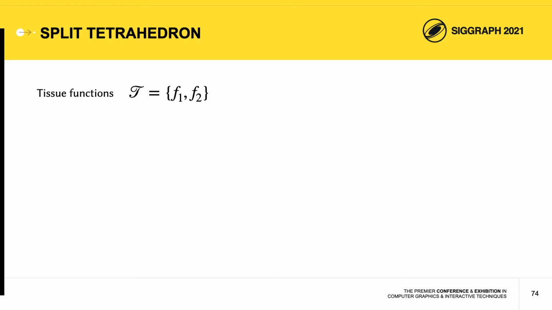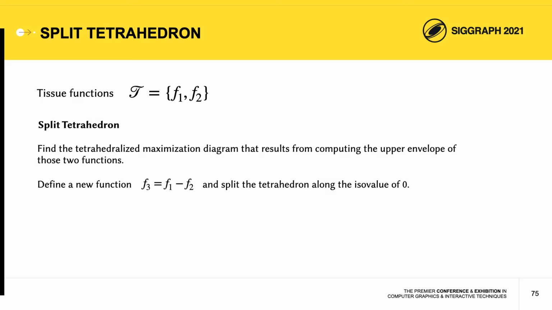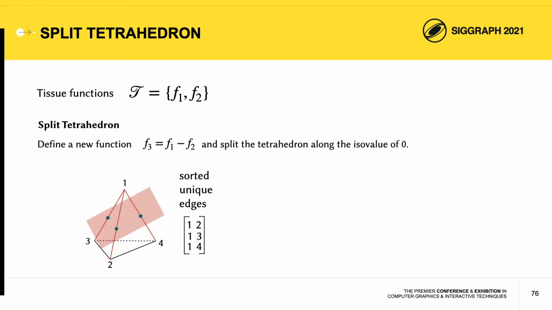Next, let's define the auxiliary function split tetrahedron. Assume we are only considering a set of two tissue functions. Then we want to find the tetrahedralized maximization diagram that results from computing the upper envelope of those two functions. We simply define a new function f3 as the difference between f1 and f2 and split the tetrahedron along the isovalue of 0. We find a set of sorted unique edges of the TET that are intersected by the isosurface of our function. The number of intersected edges is usually either 3 or 4.